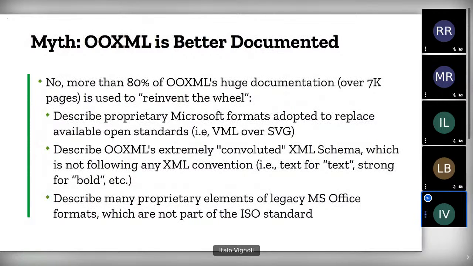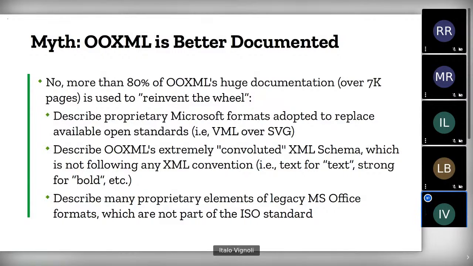And there are also some myths about Office OpenXML. Microsoft says, but our format is better and it's better documented. No, the format is not better, by the way, and it's not even better documented. More than 80% of the documentation, which is over 7,000 pages, is used to reinvent the wheel, to describe proprietary Microsoft formats adopted to replace available open standards, for instance, VML over SVG.